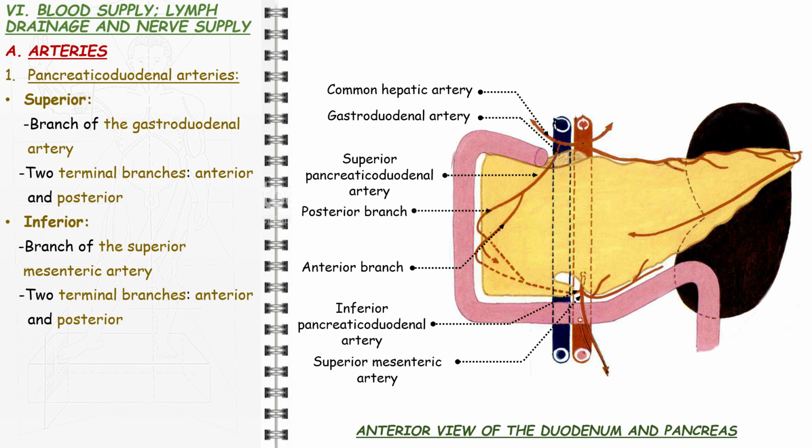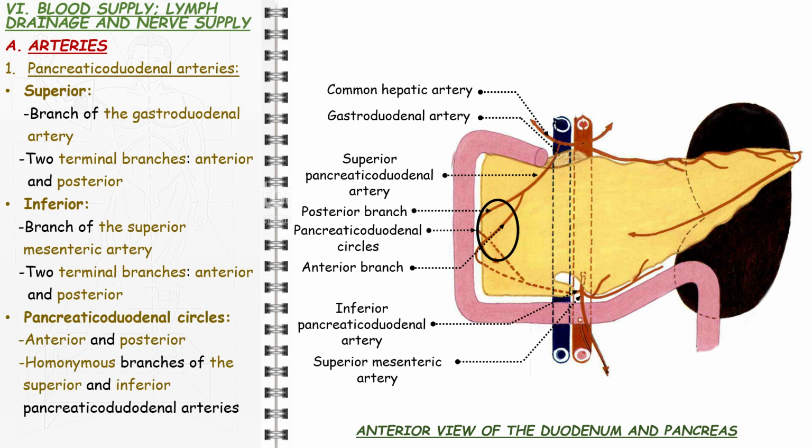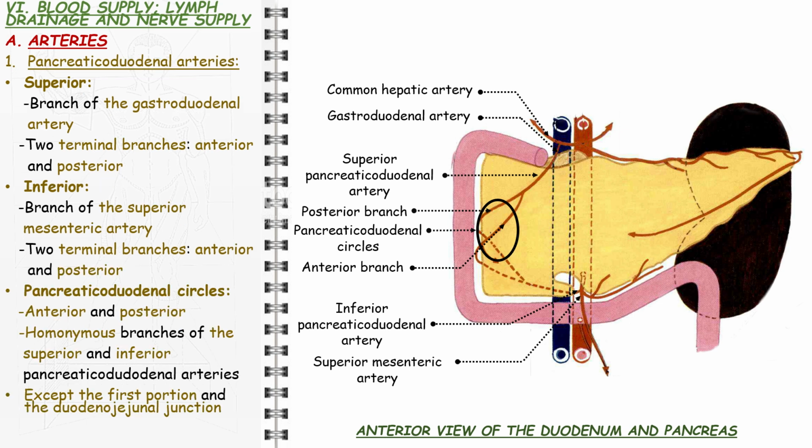The homonymous branches of the superior and inferior pancreaticoduodenal arteries anastomose, forming the anterior and posterior pancreaticoduodenal circles surrounding the head of the pancreas. The duodenal cap and the duodenojejunal flexure are not supplied by the pancreaticoduodenal circles.